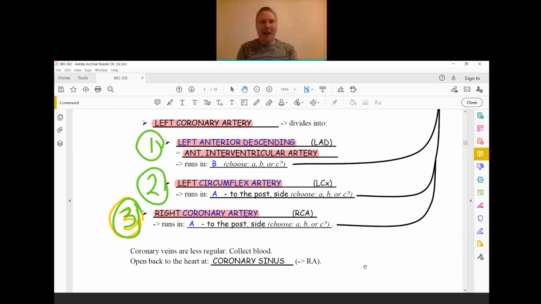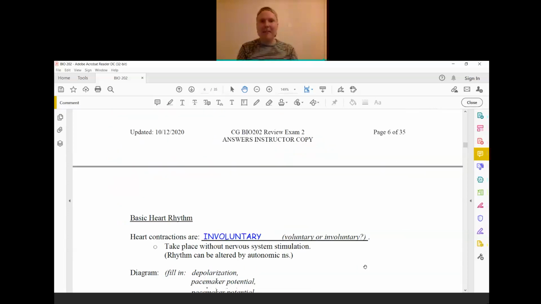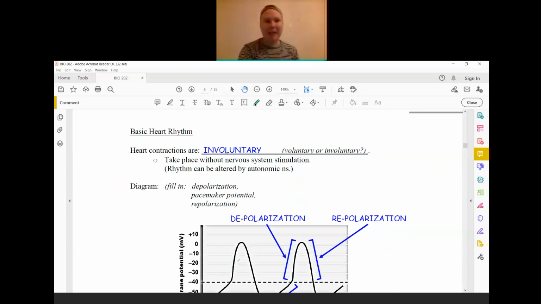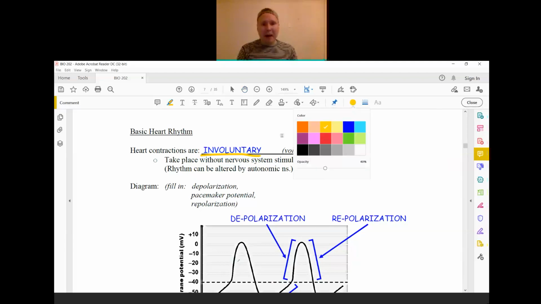Perfect. So let's look at how the heart works a little bit. And what we noticed here, that the heart contractions are involuntary. That means that your heart will contract without you having to think about it. It just happens on its own. So there is this kind of internal, just natural beating rhythm for the heart. And we'll talk about that in a second.